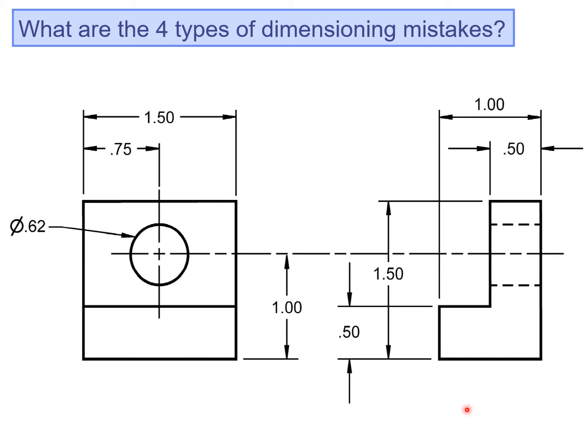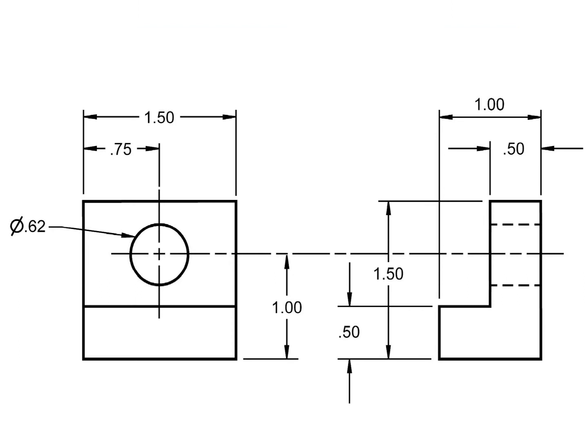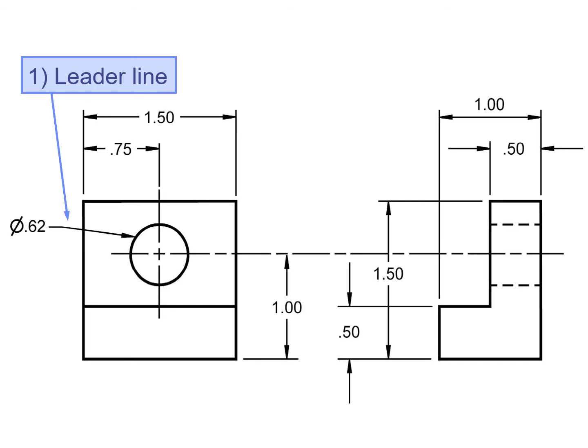Okay, so let's go ahead and take a look at the next slide. Okay, so the first mistake that we see is the leader. So the leader should not be horizontal or vertical. We want it to have an angle of 30, 45, or 60. And we want the arrowhead to point towards the center. So that's our first mistake.